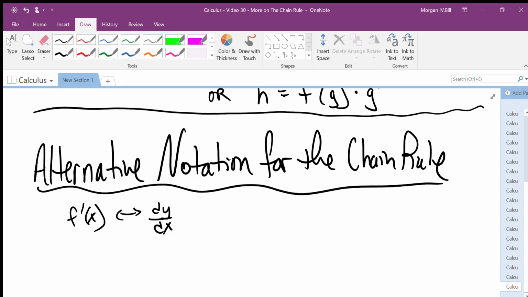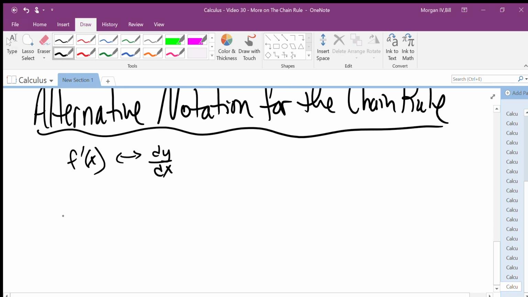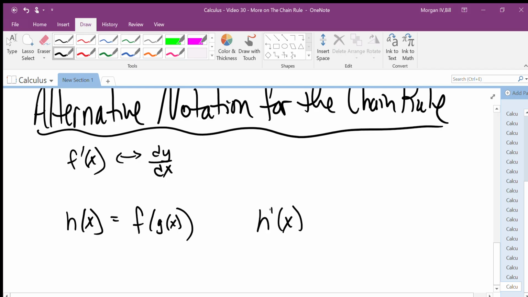All right, so I'm going to set it up like this. Let h of x equal f of g of x. And then we know that h prime of x, by the chain rule, is f prime of g of x times g prime of x. All right, that's the chain rule we've been working with.